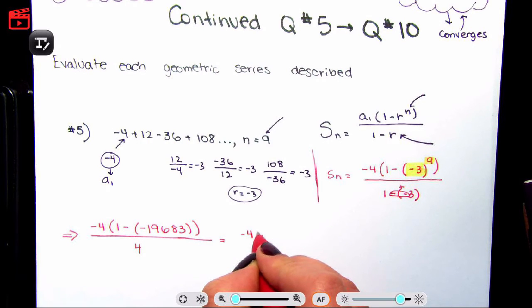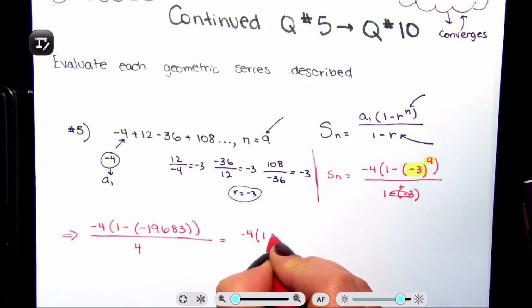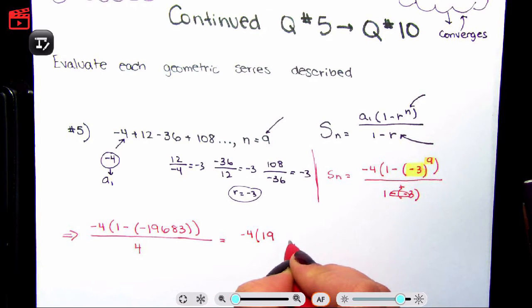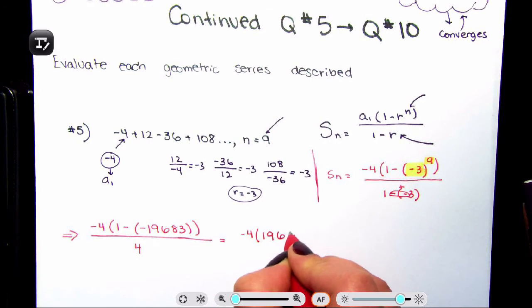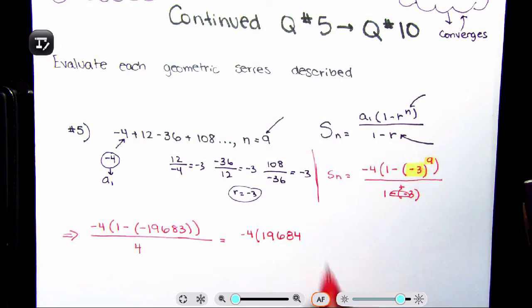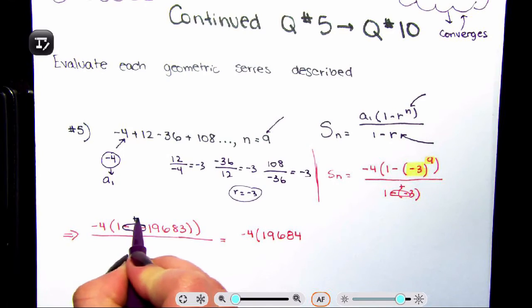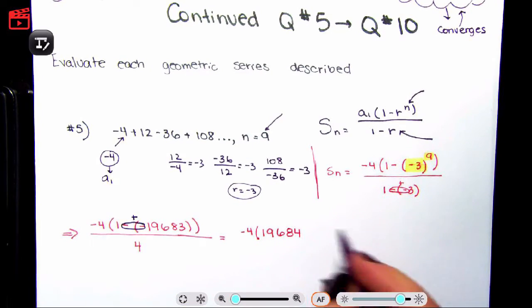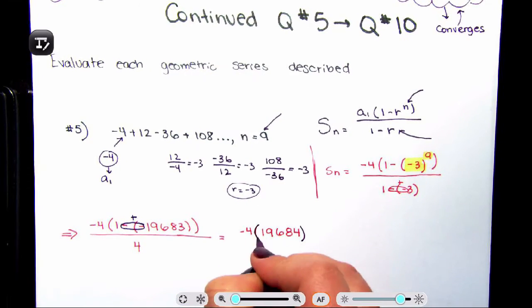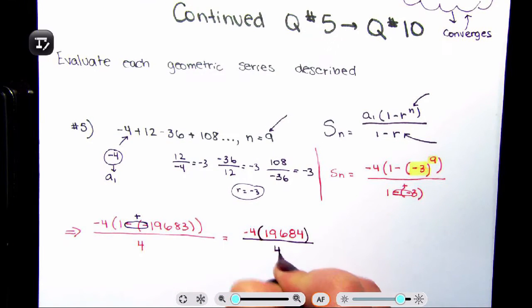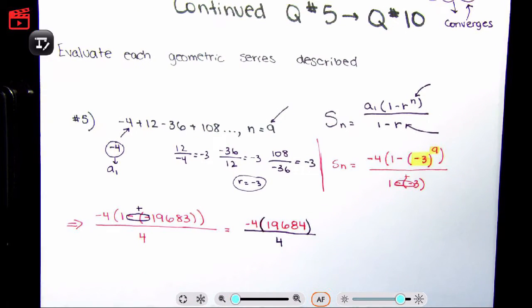So I have -4 times 1,000. Again, I keep saying 1,000. It's not. It's 19,684. And again, after we have evaluated the exponent, these two negatives make a positive. Therefore, we have a positive value that's still in parentheses, and we still have a 4 in the bottom.